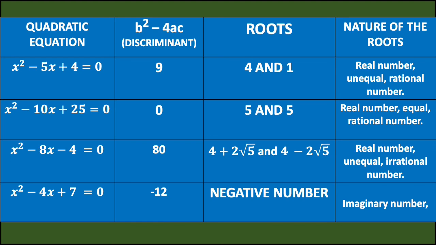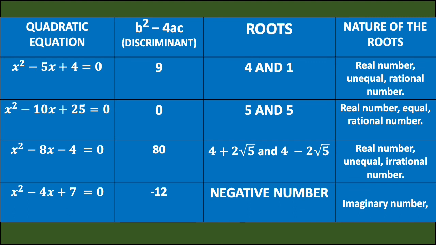What about example number 3? X squared minus 8x minus 4 is equal to 0. Our discriminant is 80, if you will notice, it is not a perfect square, but greater than 0, our roots will become real numbers, unequal, and at the same time irrational numbers because of the radical sign.